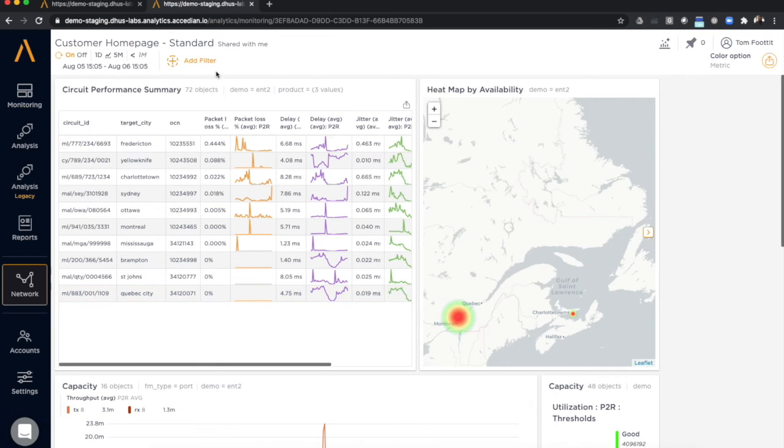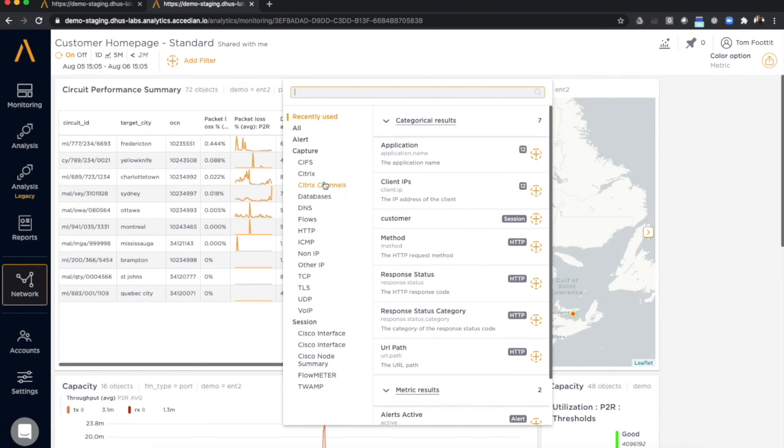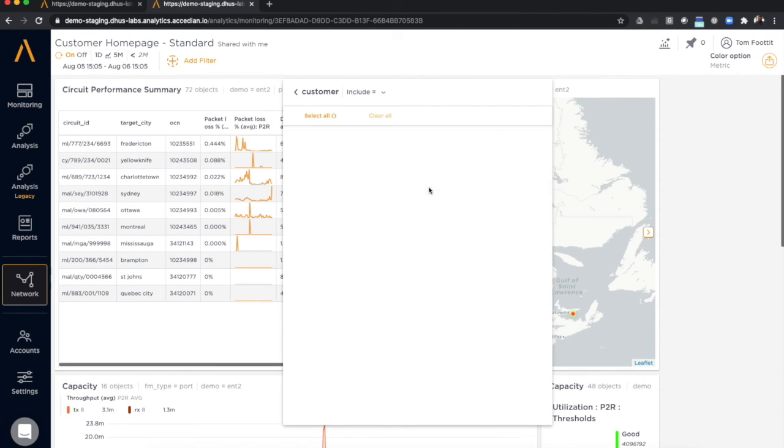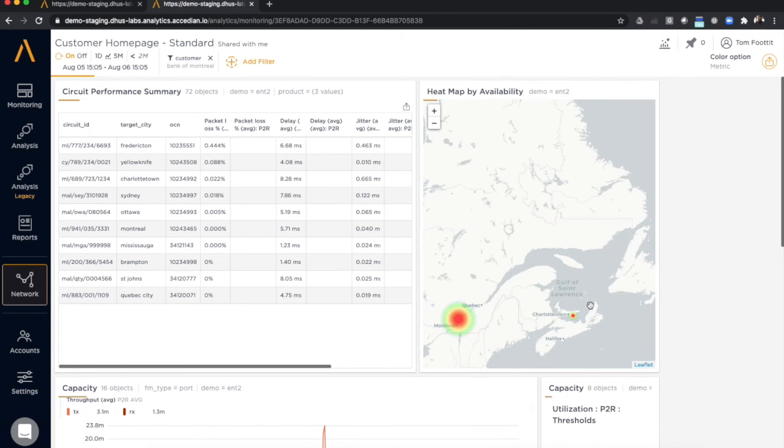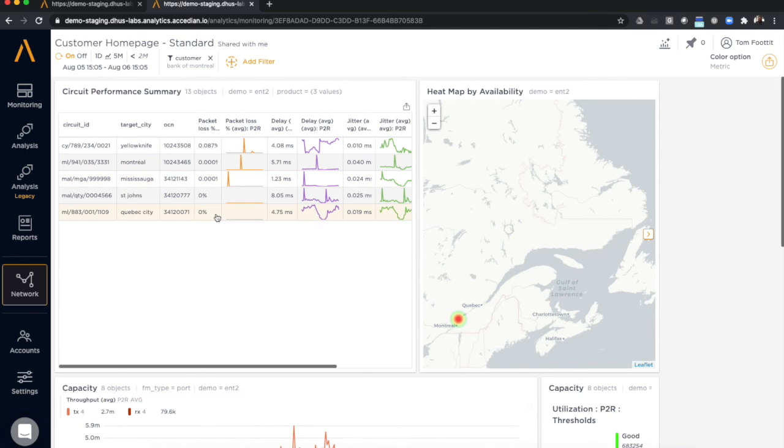You can use this to filter at any time. So say, for example, I want to filter this entire dashboard by a piece of metadata. I can say, okay, I want to look at customer only Bank of Montreal. And so I can apply that filter, and now, customer Bank of Montreal, you'll see the circuits and so on filter down to just the circuits for the Bank of Montreal, for example.